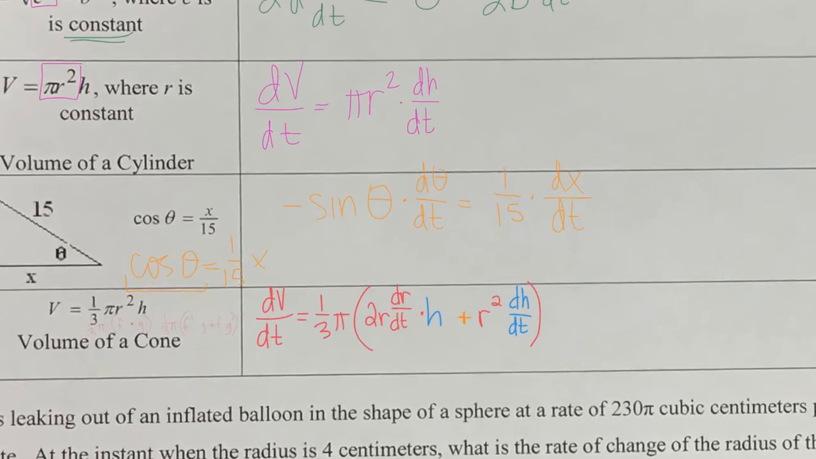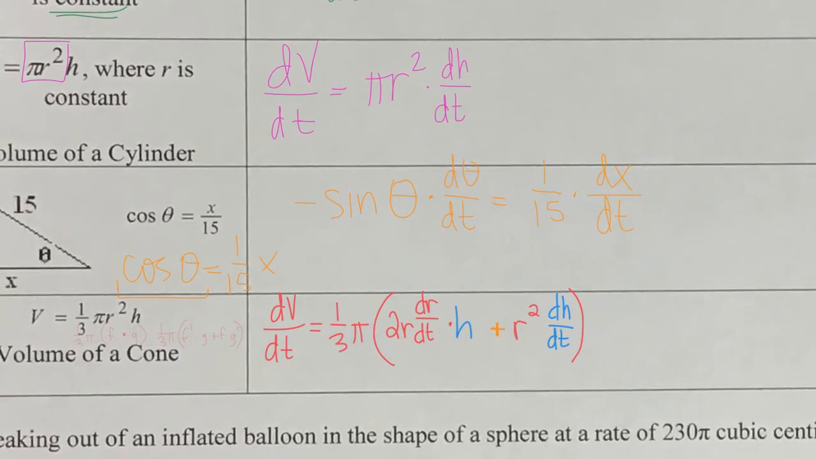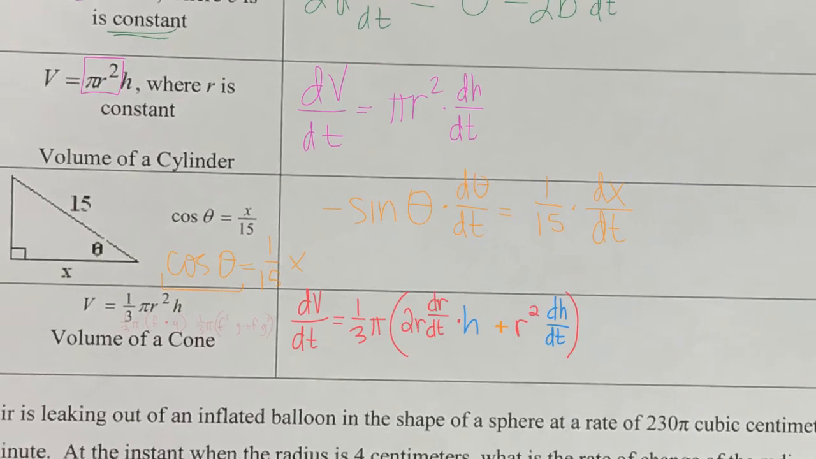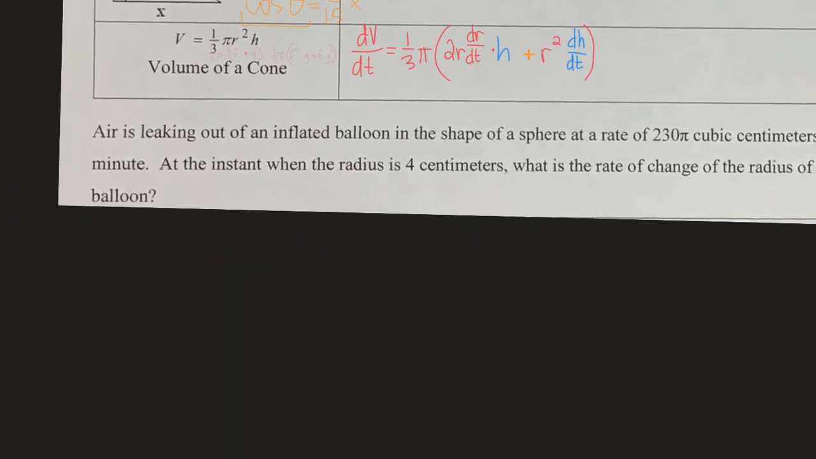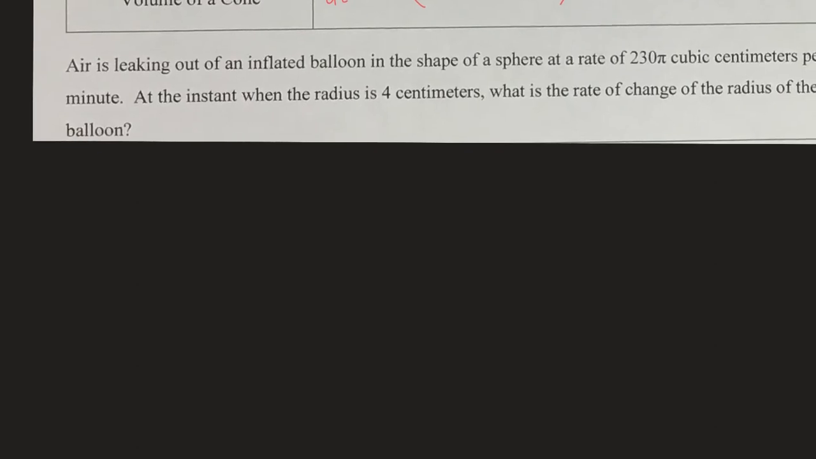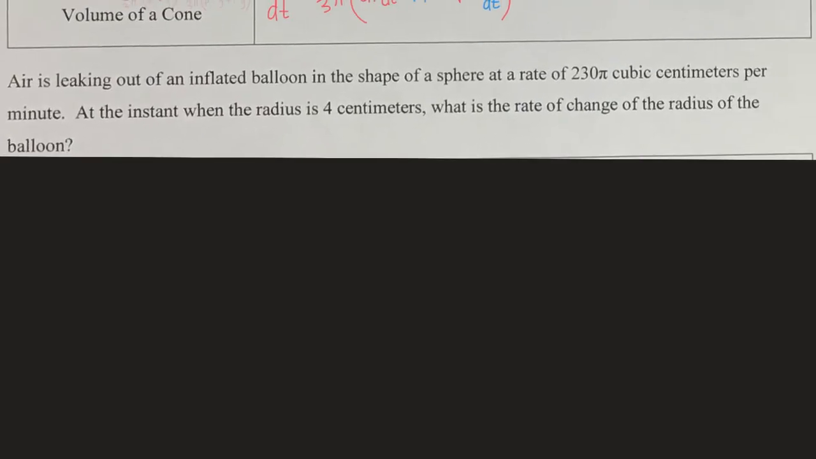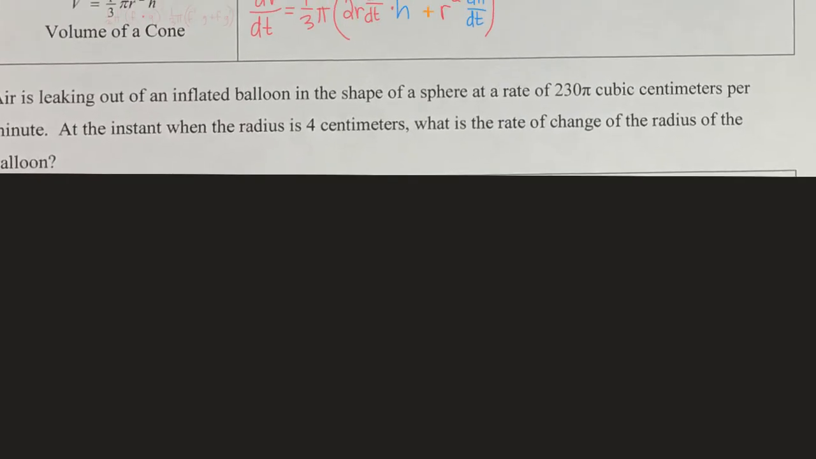Okay, and then there's the volume of the cone, which we'll try and simplify every time we do a volume of a cone problem. Okay, so let's look and see how this works with an actual problem. So here we have air leaking out of a balloon in the shape of a sphere. Okay, so this should tell you right now that we have a volume. Okay, if air is leaking out of a balloon, we're looking at a volume for a sphere.